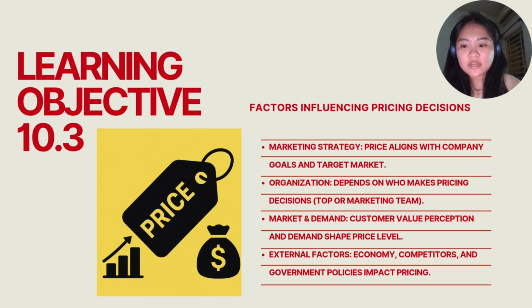Second, the organizational factor. It depends on who makes the pricing decision. Sometimes it's decided by top management, other times by the marketing team. Third, market and demand. Customer perception of value and overall demand strongly shape how high or low a price can be. Finally, there are external factors such as competitors and government policies. For instance, during inflation, companies often adjust prices to maintain profit. In short, pricing is not random, it's a strategic decision influenced by both internal and external factors.